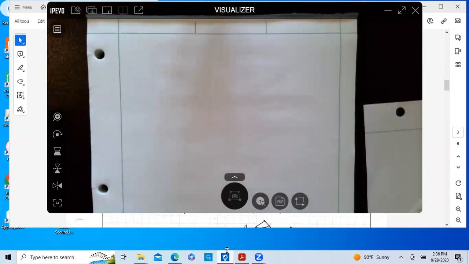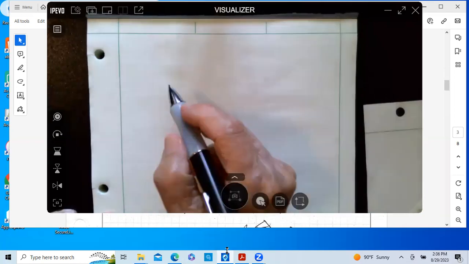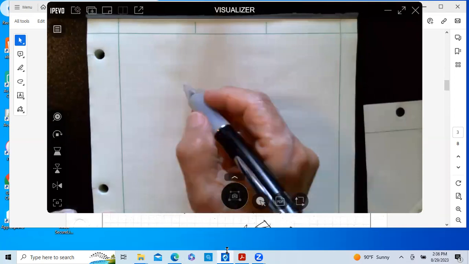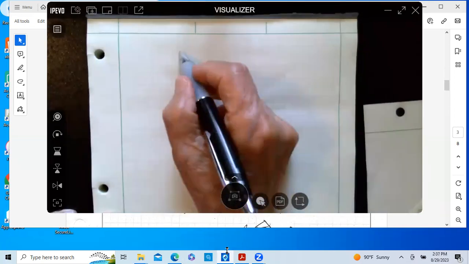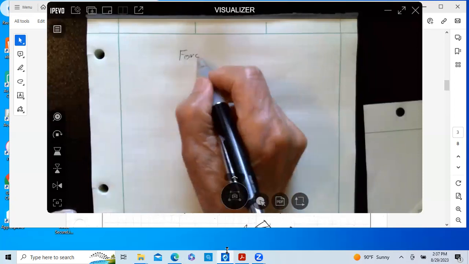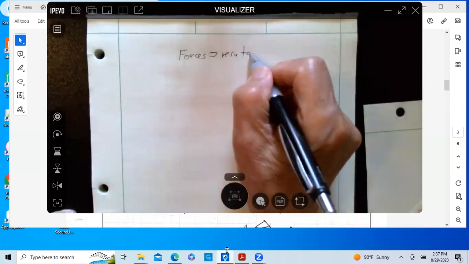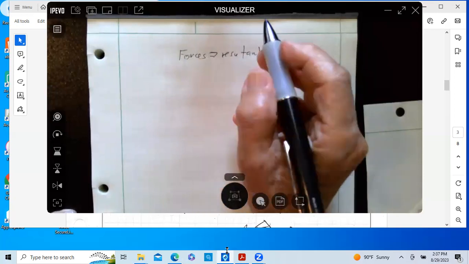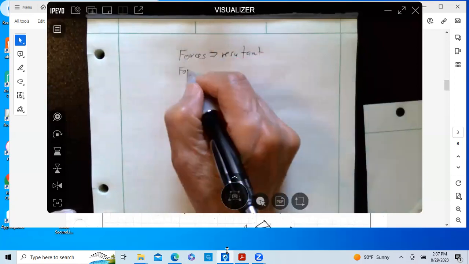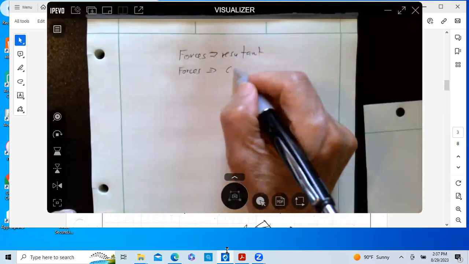If I have multiple forces, more than two, I'll show you what happens if we do that. Basically, what we want to do is use components here to show us a system. To summarize, we have forces, and what we want to know is what the resultant is. We also have forces, and we can resolve these into components.